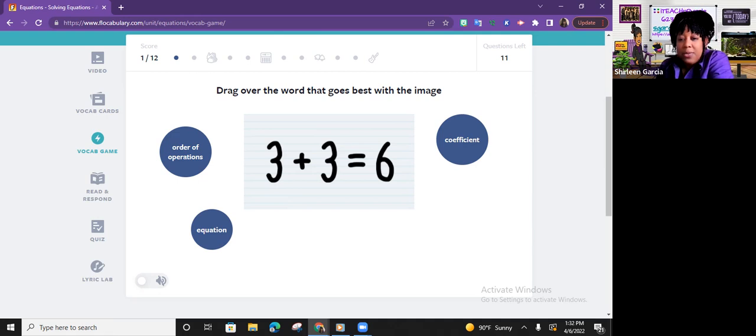3 plus 3 equals 6. Is that order of operations? Is that an equation or is that a coefficient? What word goes best with that picture? Yes, isolate. Thank you, Riley. Is that an example of order of operations, an equation, or a coefficient?